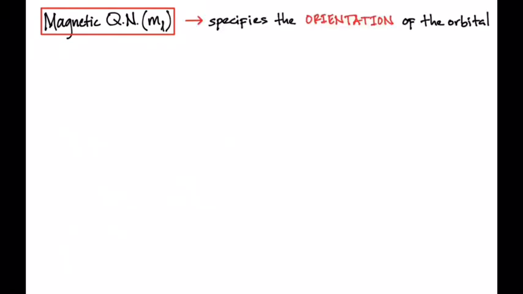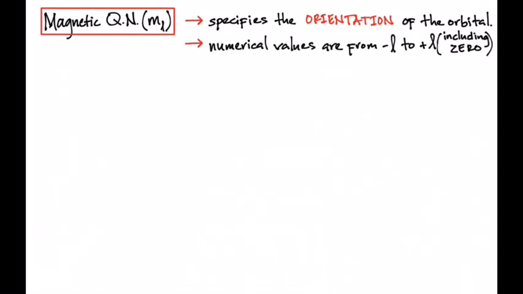So the third type of quantum number is known as the magnetic quantum number, and it has the symbol m sub L. And what this tells us is the orientation of the orbital in space. And just like the first two quantum numbers, the magnetic quantum number also has numerical values. The numerical values for m sub L are actually dependent upon the angular quantum number, L. And so the values of m sub L are from negative L to positive L, including 0.